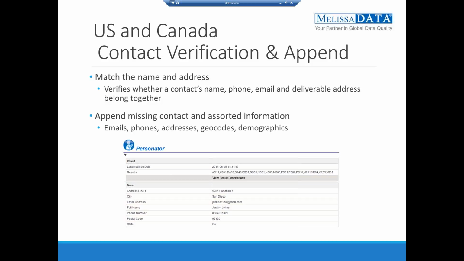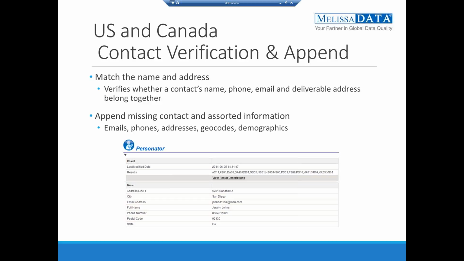We can also take this a step further and append in missing data. For example, let's say you have a contact with a name and address. You could run that record through Listware. It will search a database against that name and address. If it finds a match, then it will append in the phone and email.